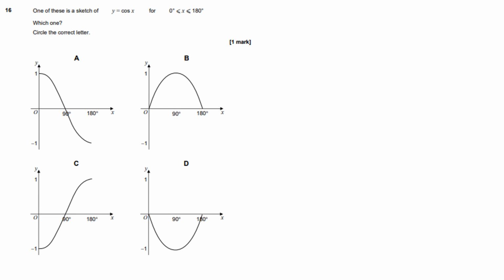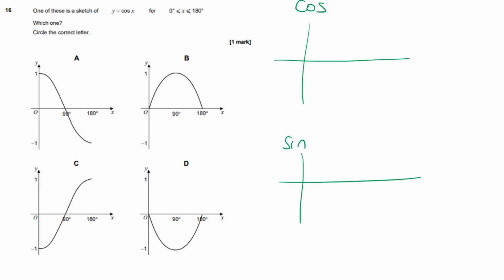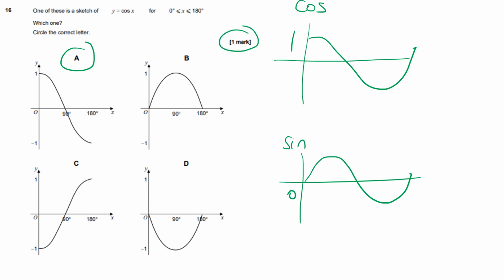Okay, this is something that you guys need to remember all the time. Whenever you've got a cosine and sine graph, the graph of sin is going to start from 0. Graph of cos is going to start from 1. Which one is starting from 1? This one here. That's my answer. That's how we get full marks.